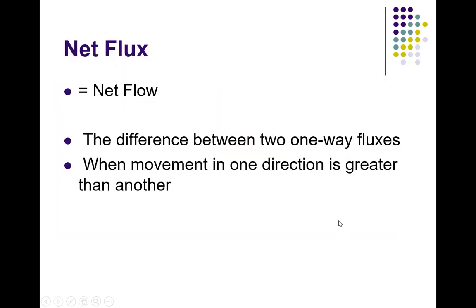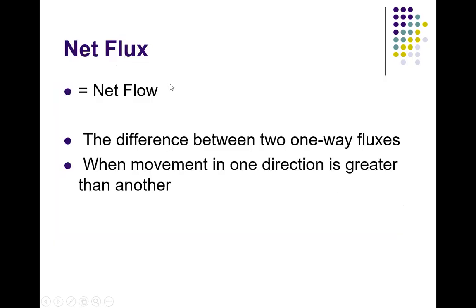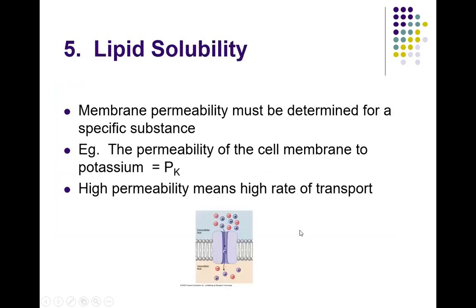So that net flux or net flow is the difference between two one-way fluxes. The movement in one direction is greater than the other. Here, high to low, that one-way flux is much larger, because if you think about these bouncing into each other and crossing that semi-permeable membrane, that's much more likely to happen than the reverse that we're seeing right here. So the overall direction we see that these molecules, or ions, whichever they are, are moving is in this direction from the high concentration to the low concentration. That would be our net flux or net flow.